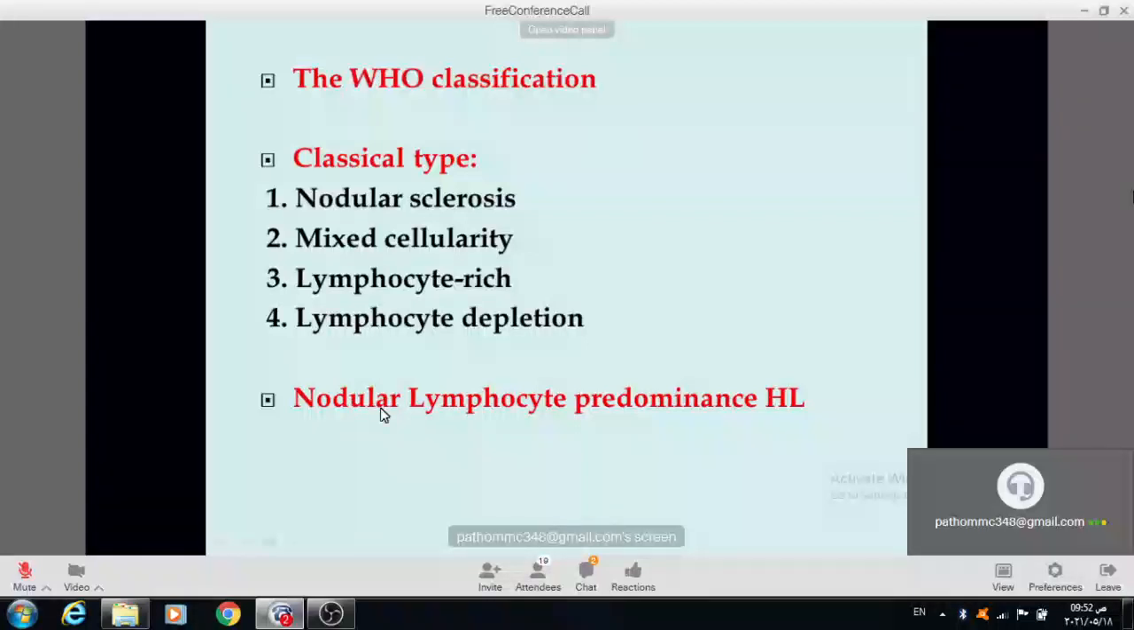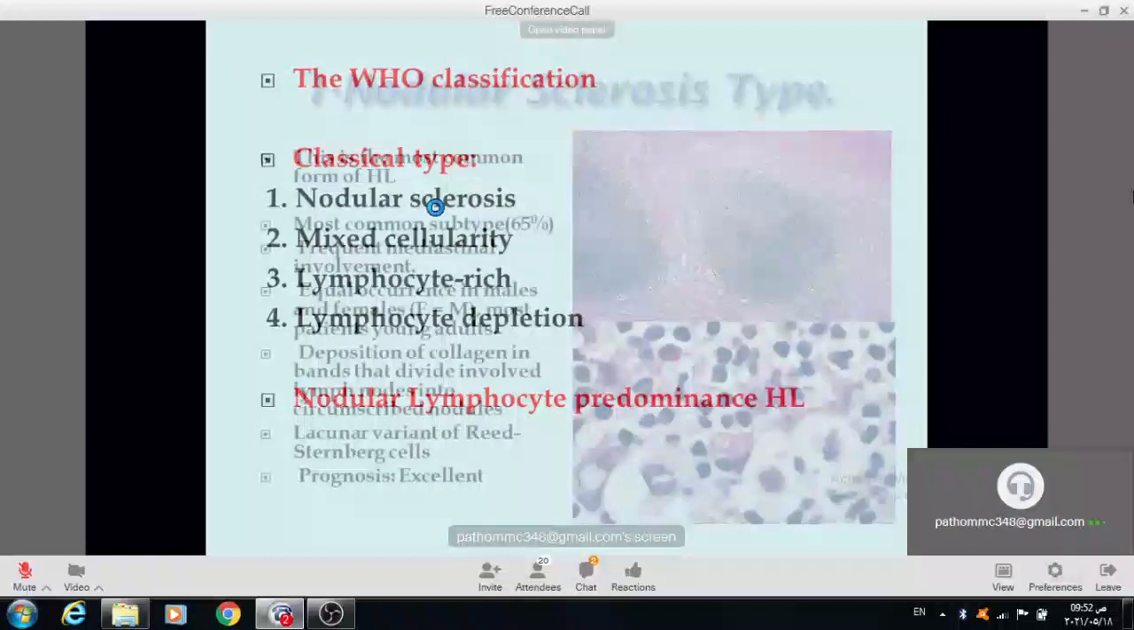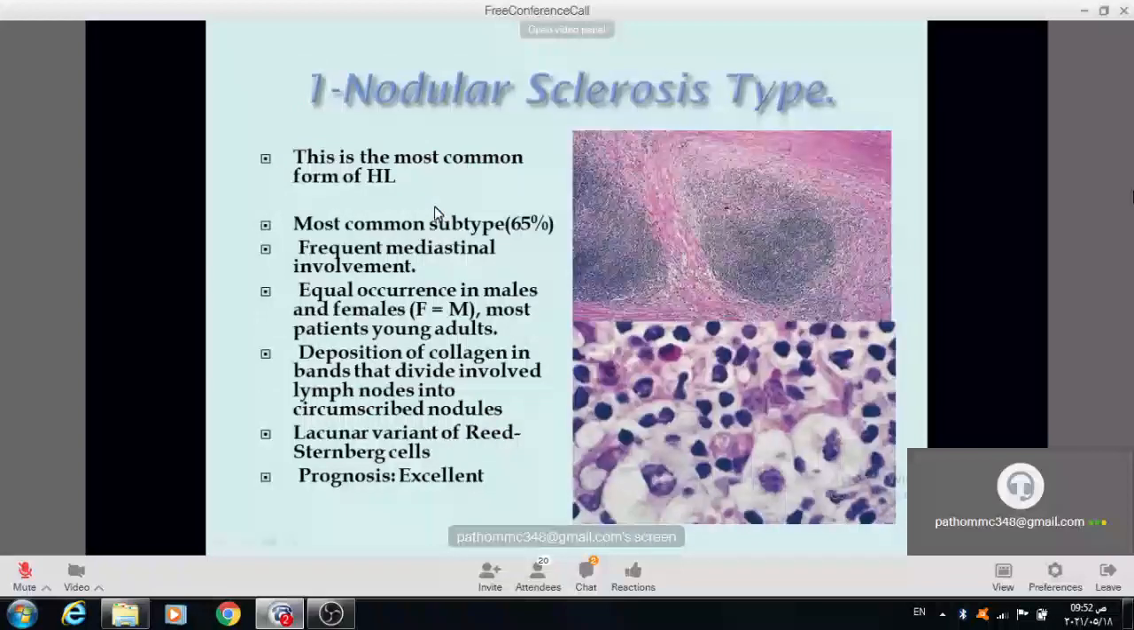We will see how we can recognize each type of Hodgkin lymphoma. All of them are Hodgkin, all of them have RS cells, but there are minor differences between them that you can see in this slide. First of all, the first subtype of classical Hodgkin is the nodular sclerosis subtype. This subtype is considered the most common form of Hodgkin lymphoma.